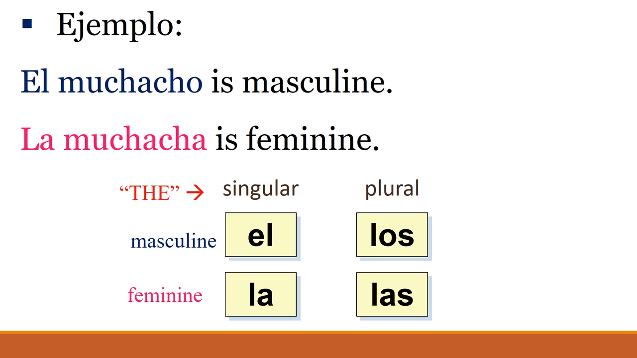And this is a chart that can help you out. Remember that el muchacho is for the masculine, la muchacha is for the feminine. Now for the masculine definite articles, only for the: you have el when it's one, los when it's more than one, for plural. For the feminine, you have la when it's one, las when it's more than one, when it's plural. All these four words mean the.